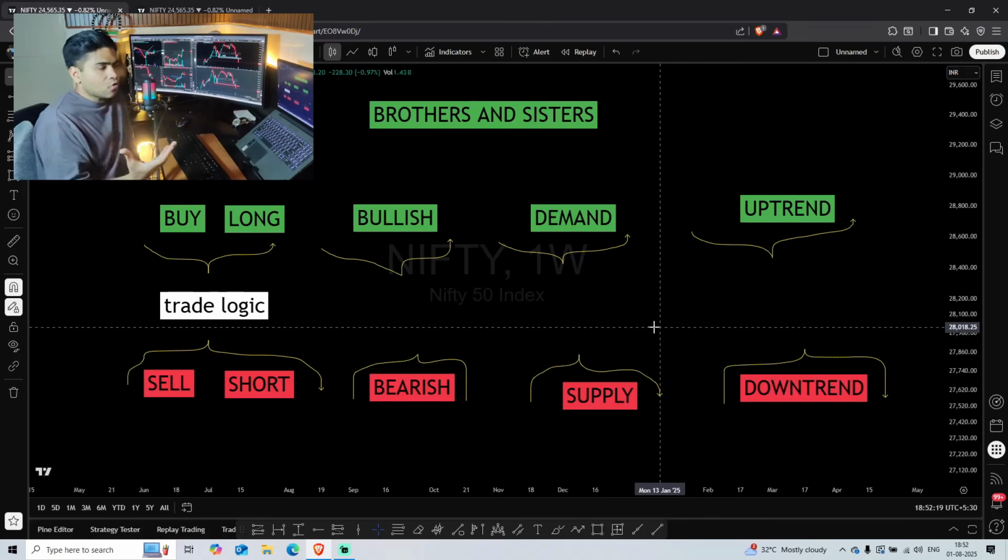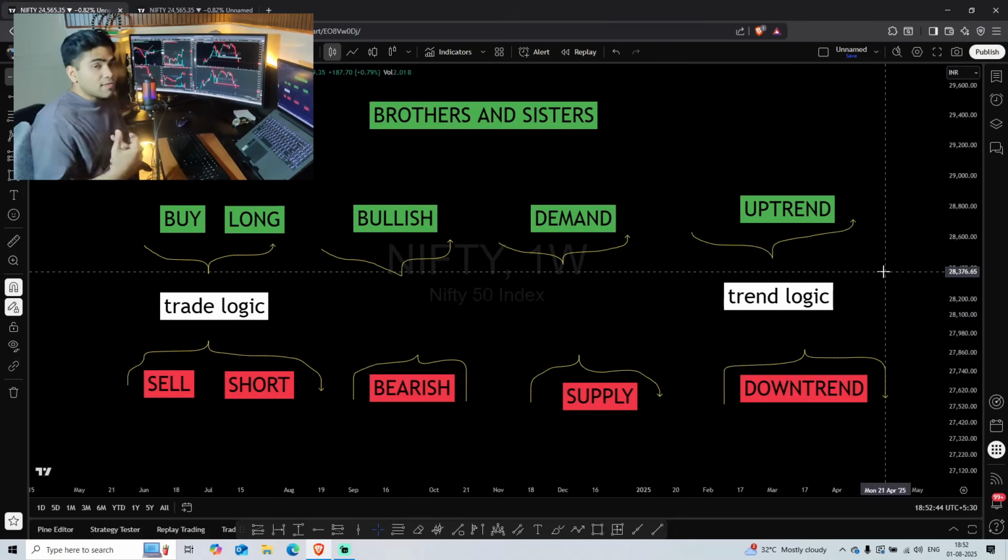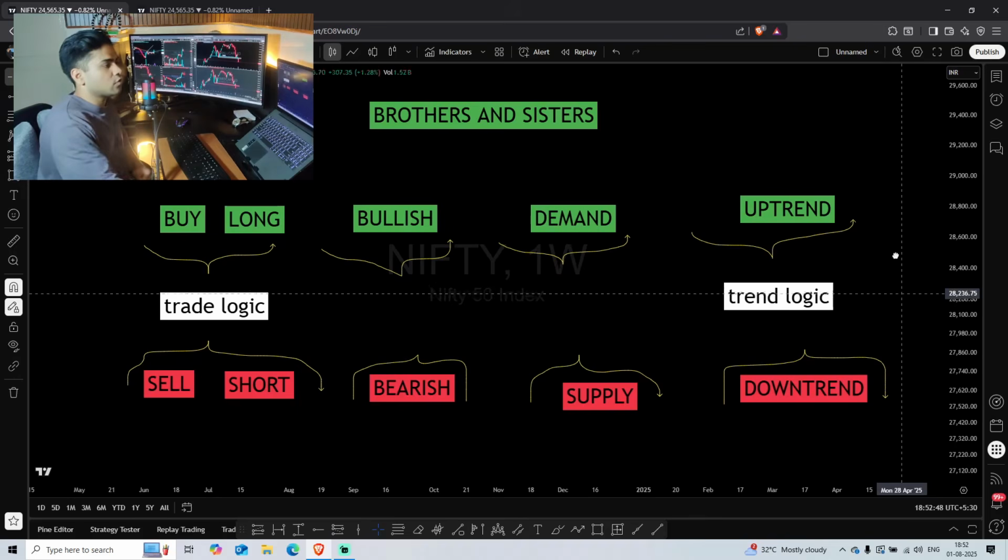Demand and supply: a cluster of all those buyers is demand, and a cluster of all those sellers pushing the price to the downside is supply. Uptrend and downtrend. This is a new word for you guys. You can write it down: this is the trend logic, and that means the market structure. Market structure means, let me show you that.